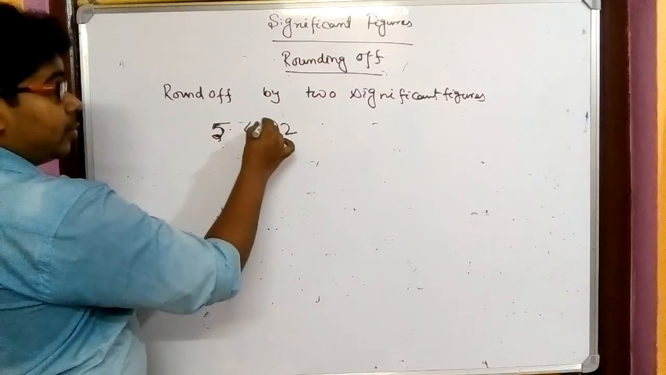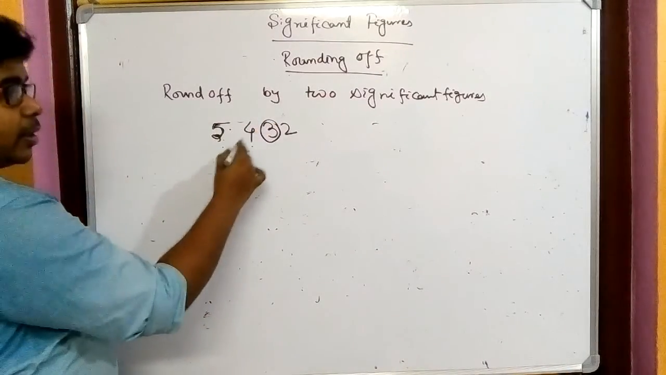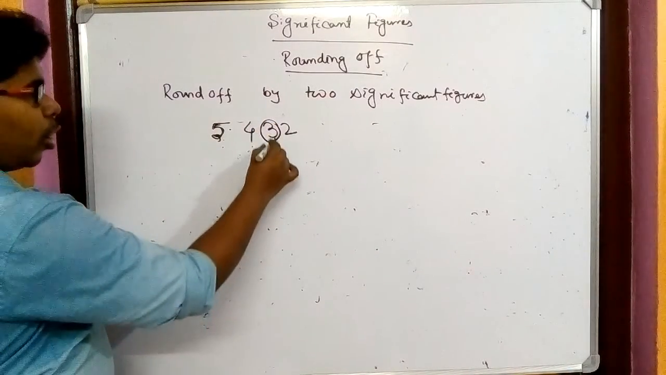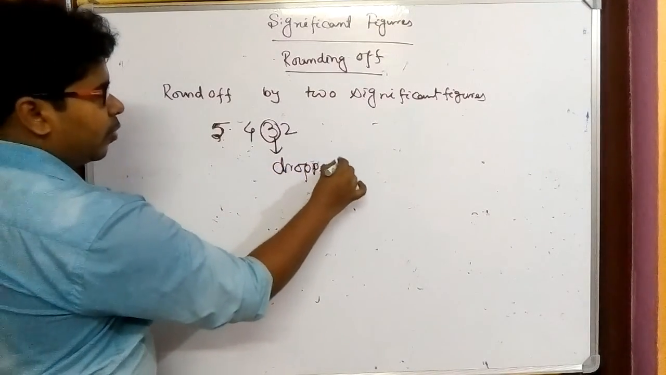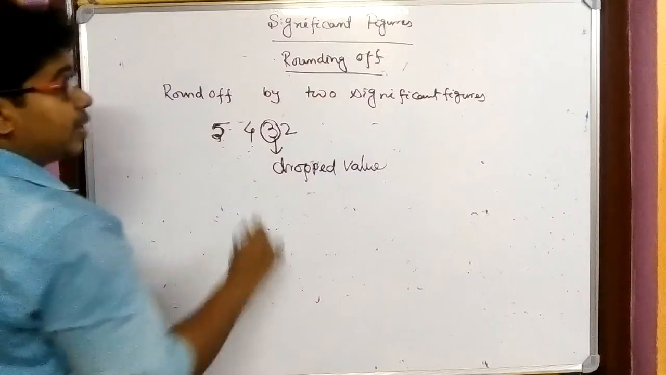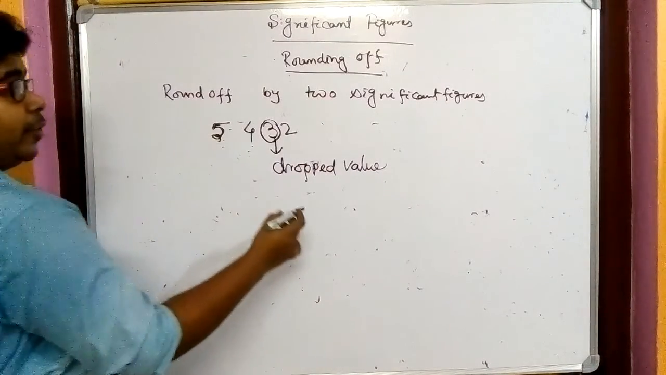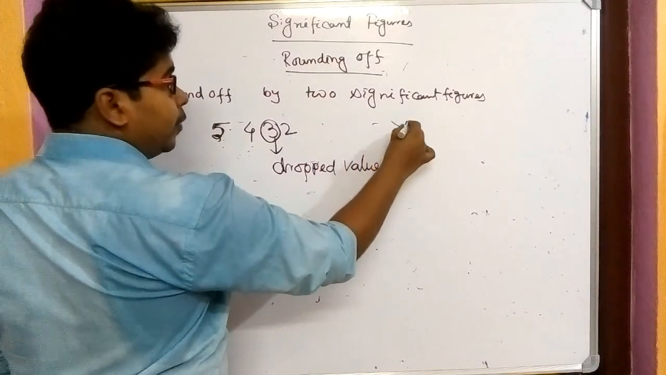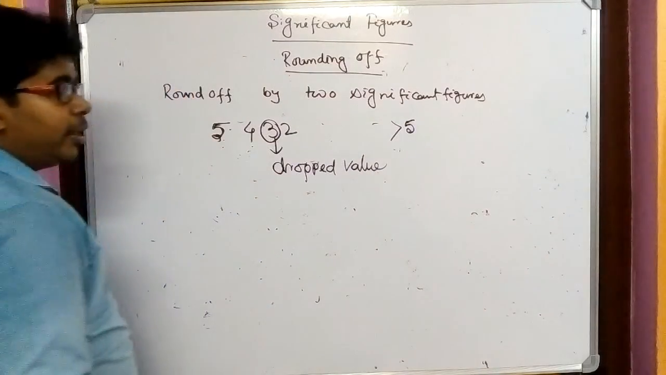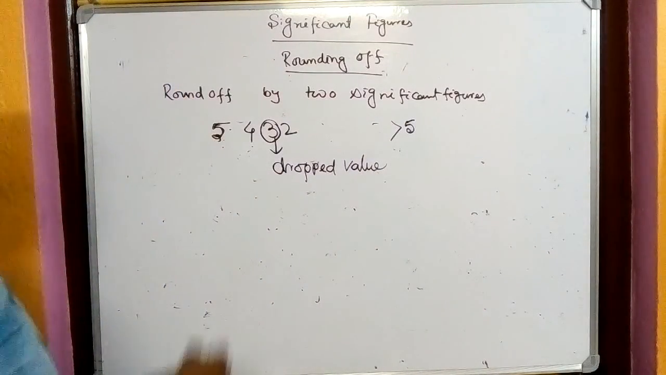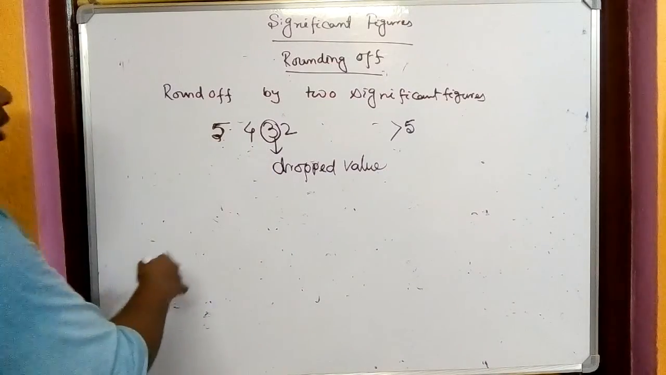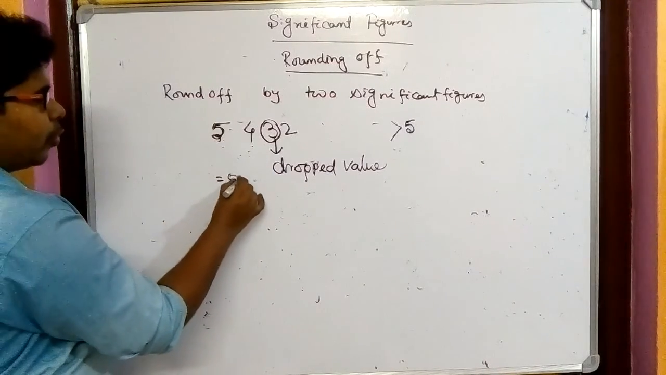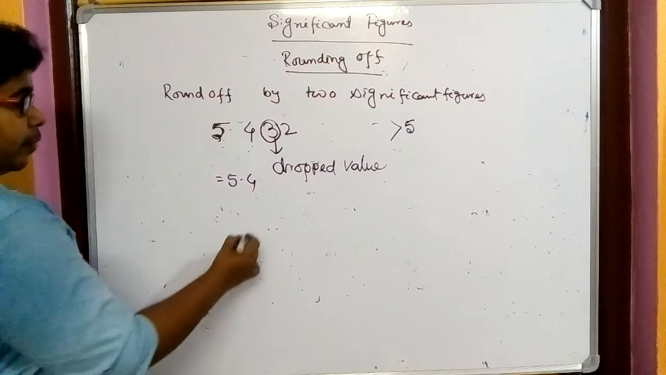Okay, and the last digit after the rounding off, this is called the dropped value. This is known as dropped value or dropped digit. So the dropped value, if it is greater than 5, then it should be increased by 1. If it is less than 5, then it will be as it is, so value will be 5.4.